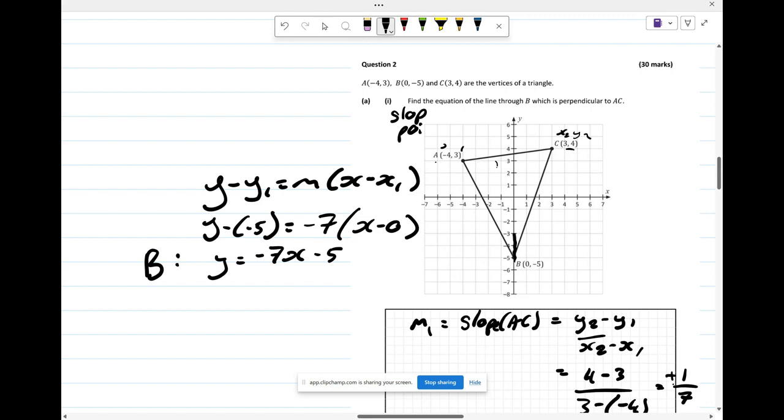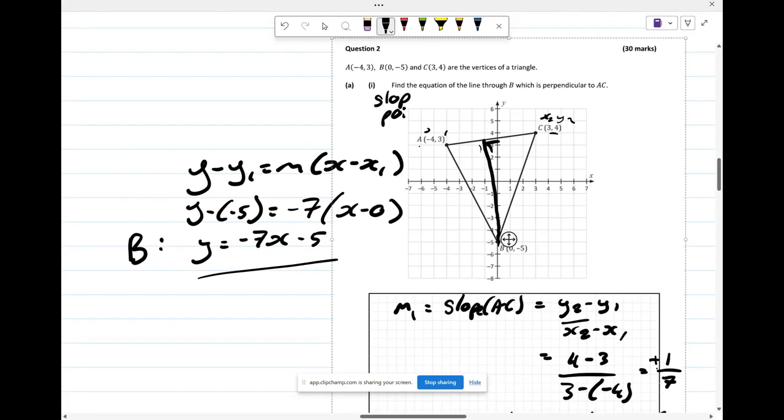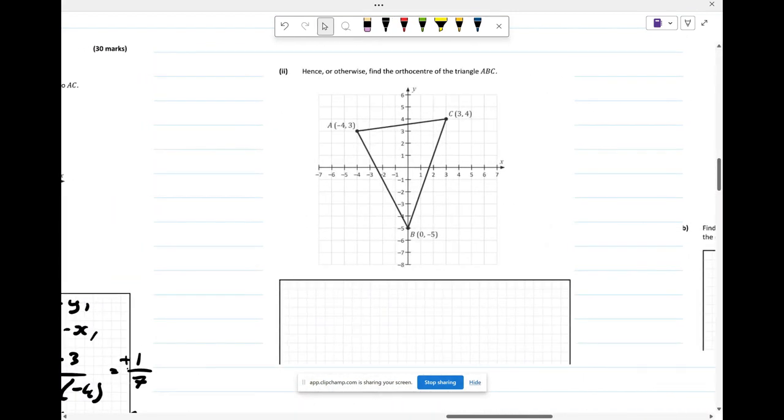So this is the line through B perpendicular to AC. And that's all you need to answer. But moving on to the next part: hence or otherwise find the orthocenter of the triangle ABC.